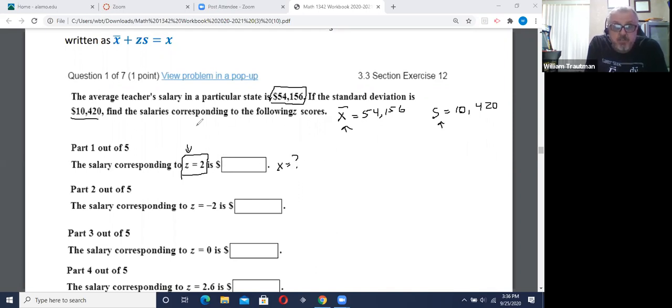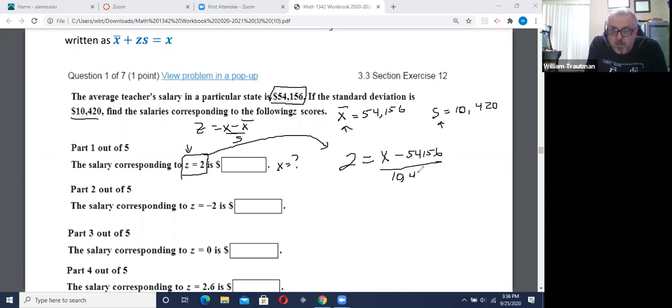Don't forget, the formula is Z equals X minus the mean over standard deviation. So if we know Z is 2, we're trying to find the X value. The mean was 54,156, and the standard deviation was 10,420. Okay, so we're trying to find this X value. So we have to use a little bit of algebra here. So it's going to be the same process.